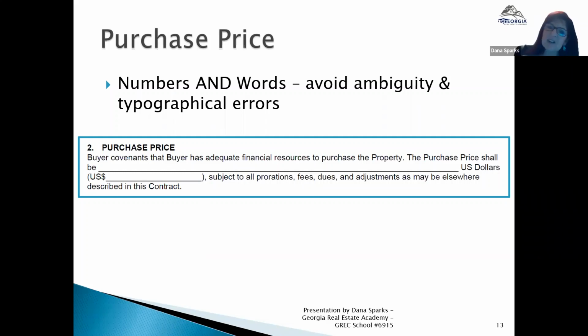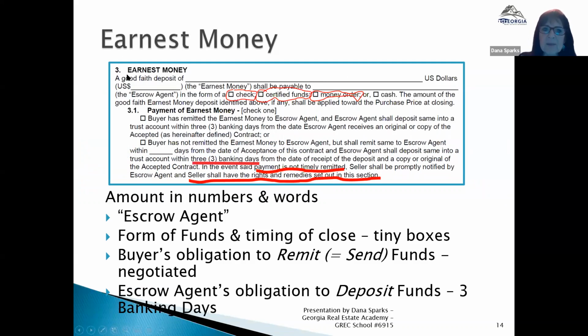So to avoid any confusion or error, the RE forms has a place to fill in the blank with words and numbers. If there is ever a discrepancy between the words and the numbers, the words take precedence. Same thing for earnest money, a good faith deposit of, and you spell out the dollar amount, and then you put it in numerals. Shall be payable to, and this is really teeny tiny, here's where you're going to put in the name of the holder who is holding the earnest money. In the RE forms contract package, they call the holder the escrow agent.